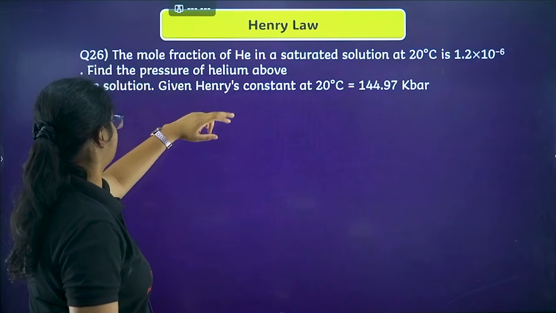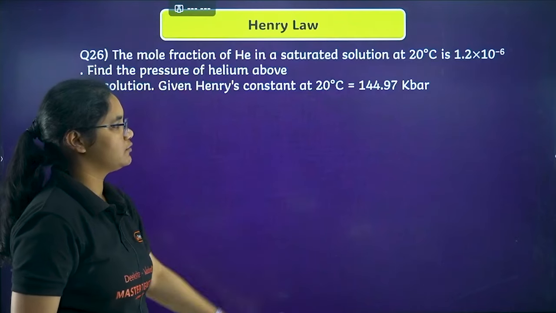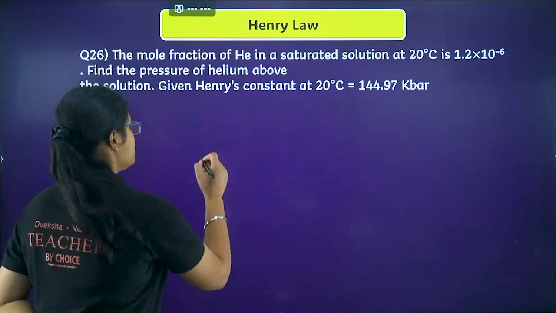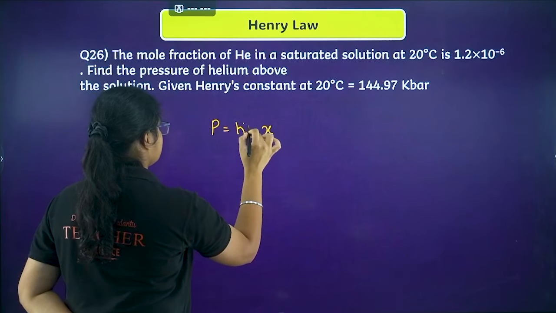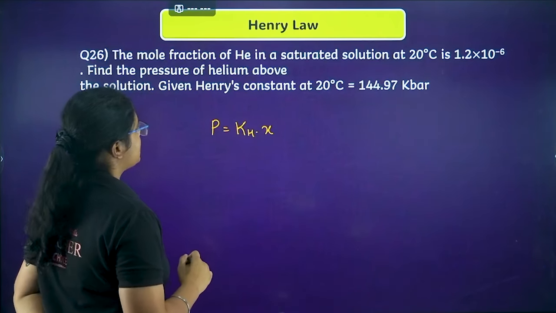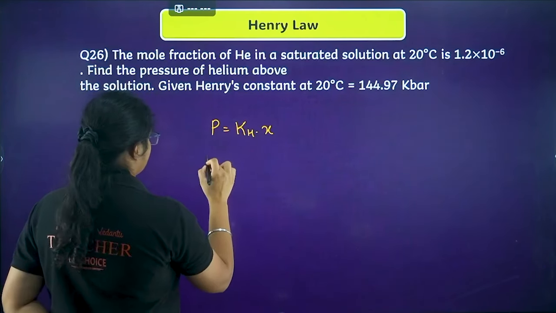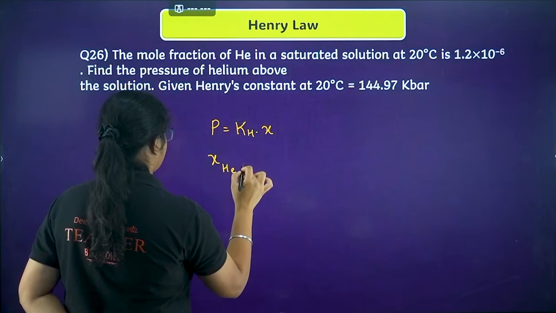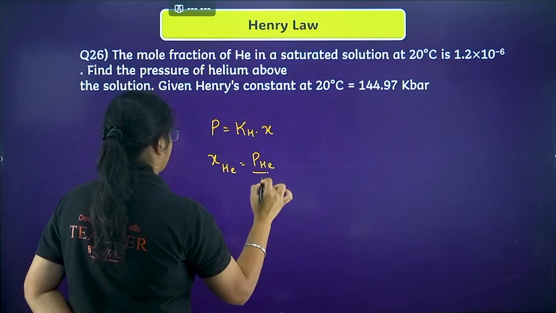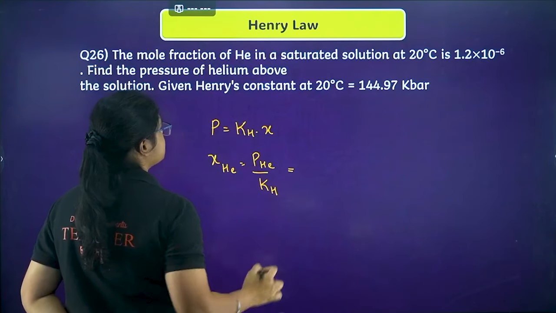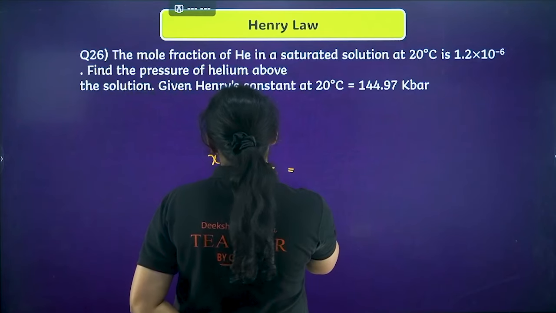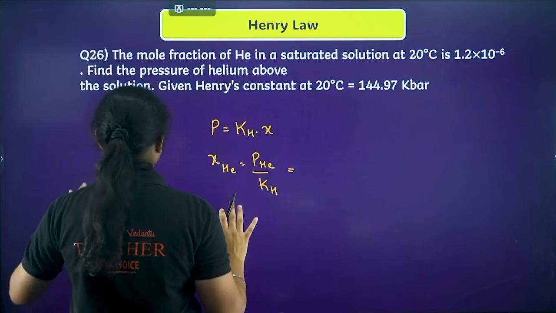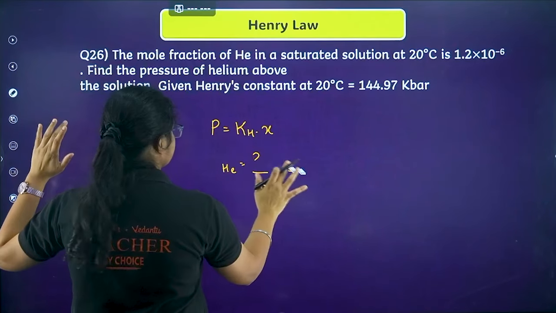Next, the mole fraction of helium in a saturated solution is given. Find the pressure of helium above the solution, given Henry's constant is this one. This is a very simple question. We have this formula, P is equal to KH into mole fraction, right? So the pressure of helium will be KH into the mole fraction of helium. Okay, sorry, I said it the other way around, we have to find the pressure.